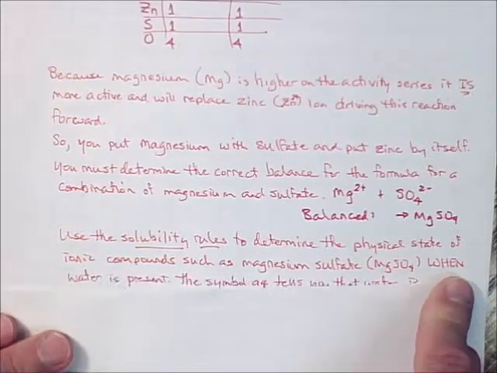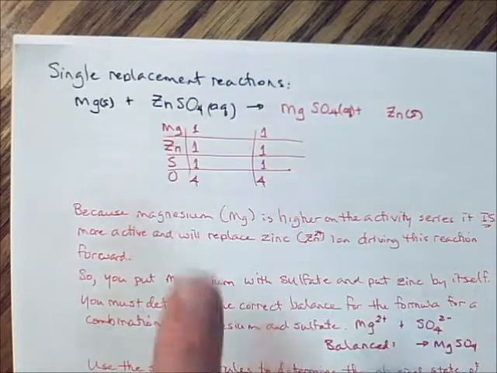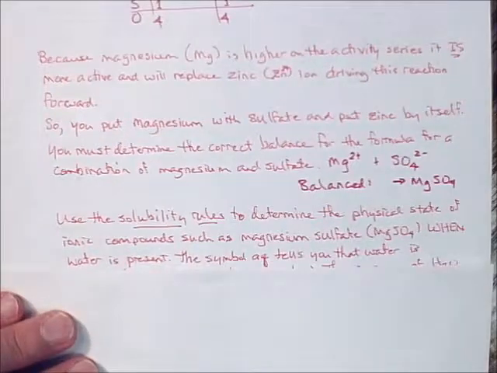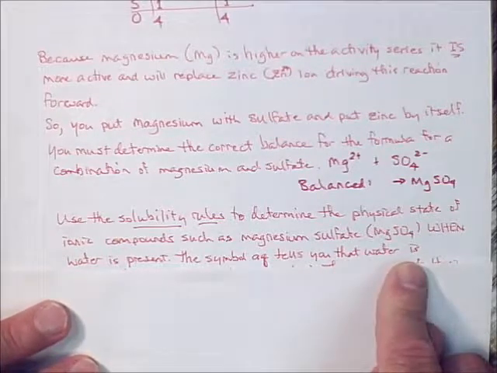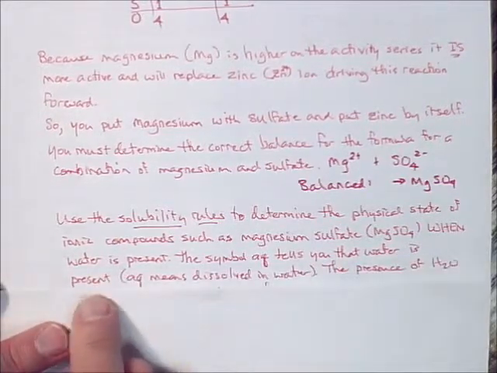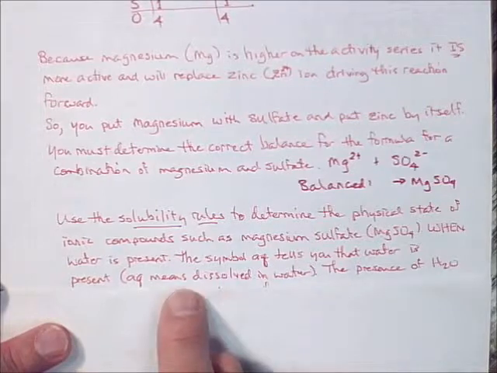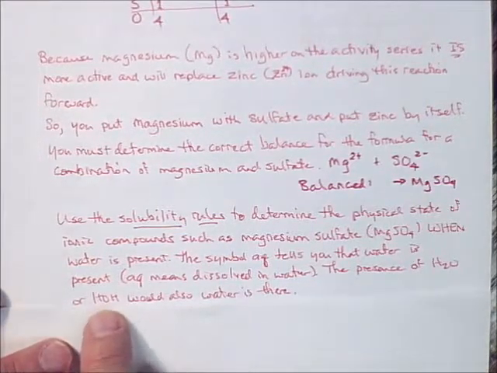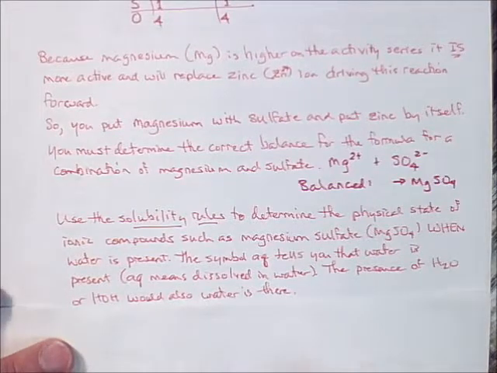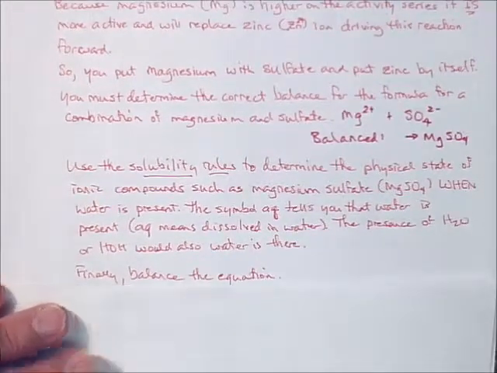So there was water present. We can see that because this aqueous symbol right here means dissolved in water. The symbol AQ for aqueous means that you have water. Okay, water is present. So it means dissolved in water. That's what aqueous means. The presence of H2O or HOH would also tell you water's there. Okay? And finally, then we're ready to balance the equation.